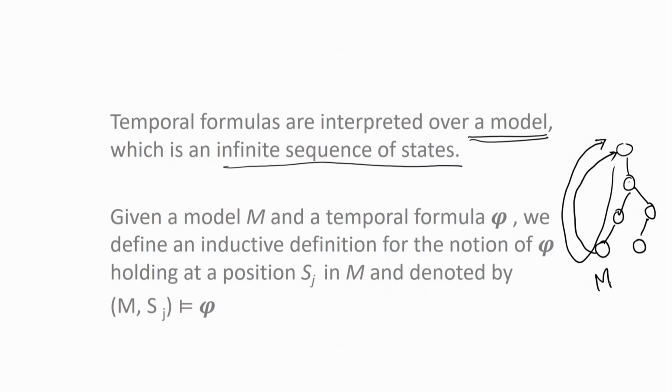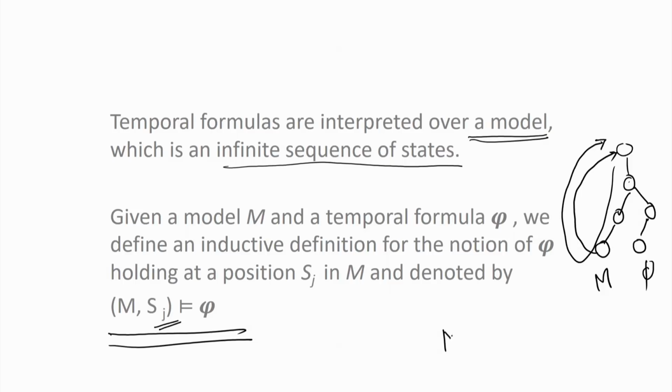So, how are we going to define it? Given a model M and a temporal formula phi, we define an inductive definition for the notion of phi holding at a position S j in M, and it is denoted by M, S j models phi. That means, in the system M, in the state S j, phi is true. If we use this particular S j, that means we are talking about a state formula.